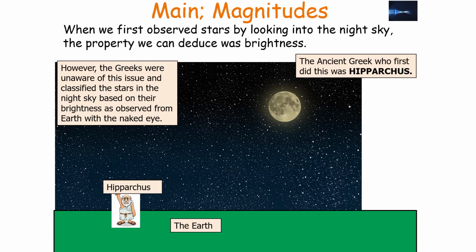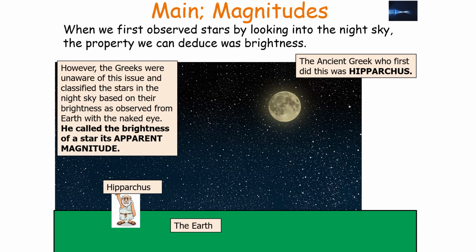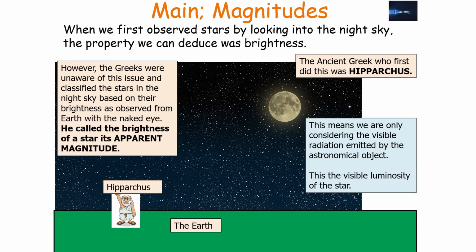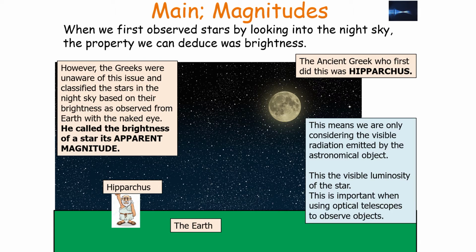And the ancient Greek who did this was Hipparchus. So we call the brightness of a star its apparent magnitude. This means we are only considering the visible radiation emitted by an astronomical object. This is the visible luminosity of a star, which is important that we use optical telescopes to observe objects.